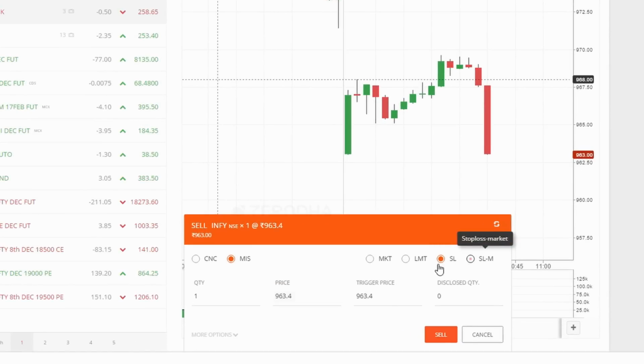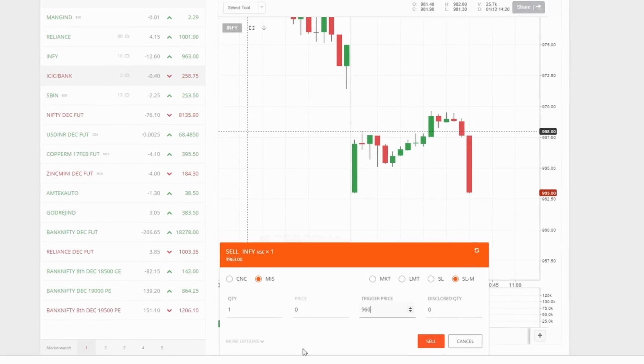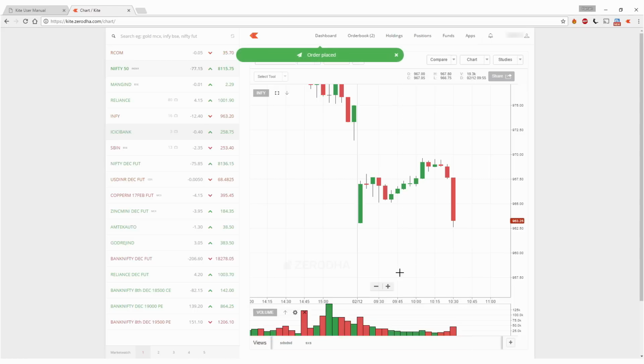This is an SLM order. I'm going to place my trigger as 960. As soon as 960 is breached, my order will get executed. If you want to enter a position below a certain price and you just place a limit order or a market order, there's no way it's going to wait till that point. It's going to get executed. So the only way to do it is to use an SL order.